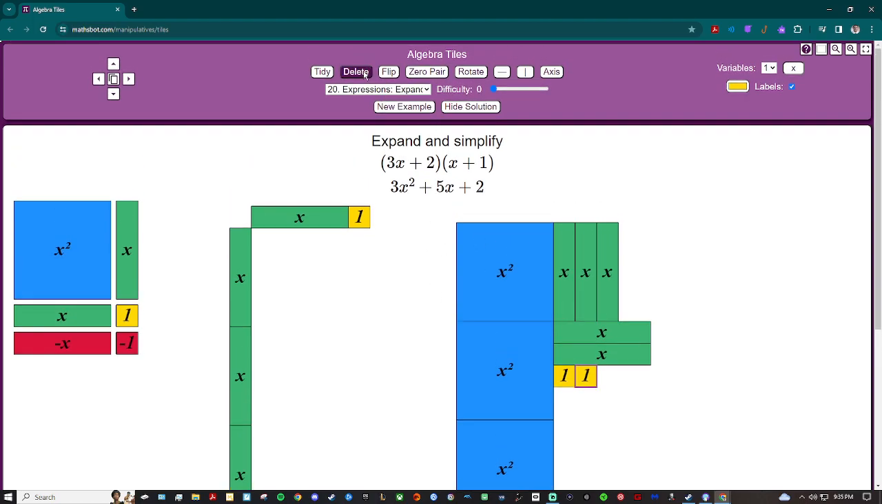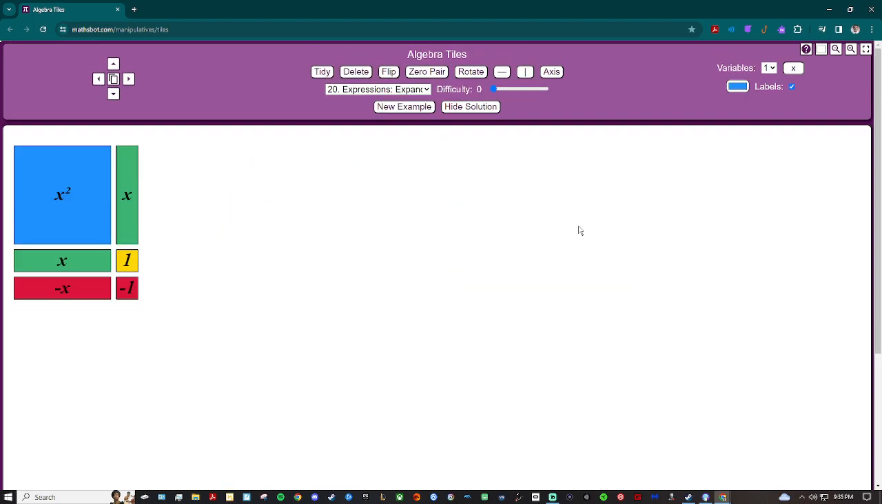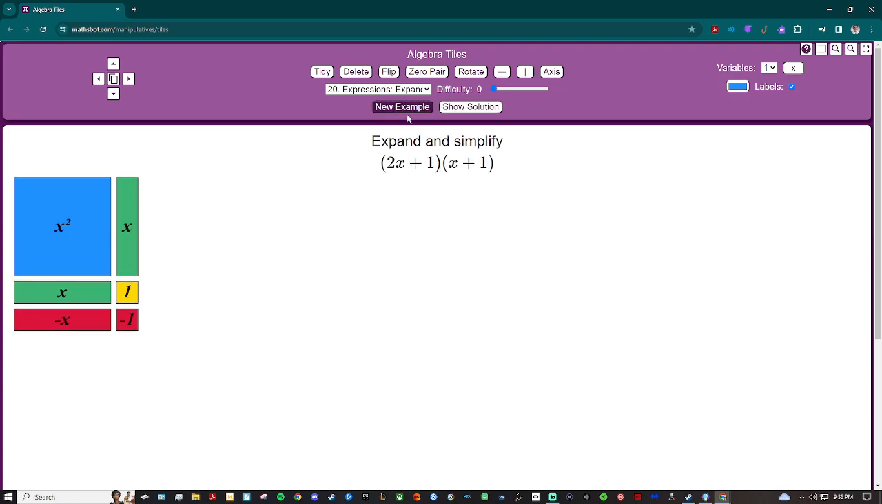All right, so we're going to tidy this up. I'm going to generate a new example, 2x plus 1 times x plus 1. Go ahead and take some time to answer this question using your digital tiles. Awesome, you've answered the question. Let's go ahead and raise up our difficulty and try another. So let's go up to difficulty 5 and let's give a new example. So I have 3x minus 4 times x plus 9.